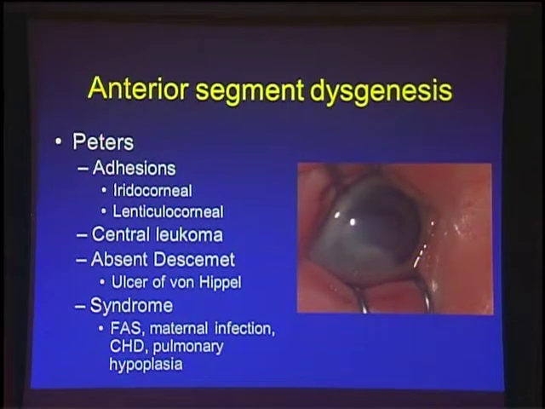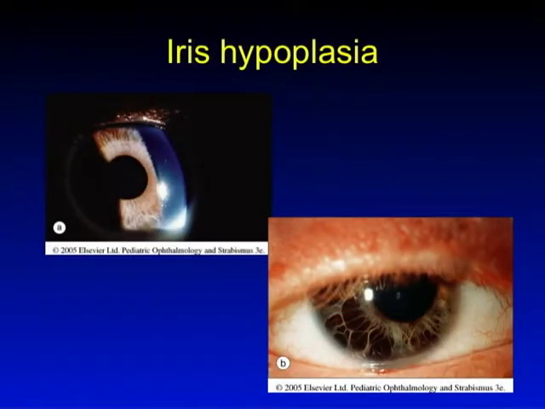Peters is an absence of one area of the Descemet with synechiae or attachment between the iris and this area of the cornea. It usually causes a white cornea. There is something called the von Hippel ulcer, which is that area of the cornea that is missing the Descemet, and can also be associated with glaucoma. And the last one is iris hypoplasia. This is another anterior segment dysgenesis. Aniridia.